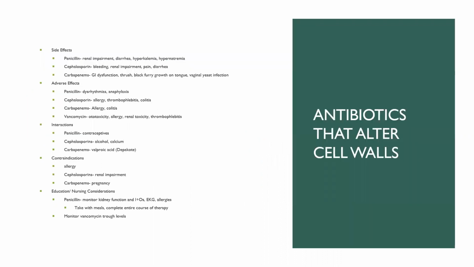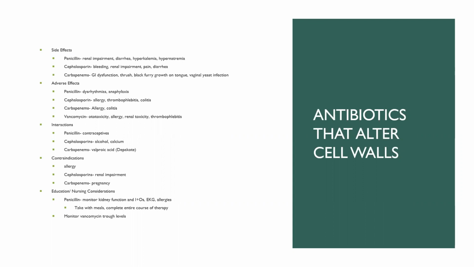The side effects of antibiotics that alter cell walls include, with penicillins, renal impairment, diarrhea, hyperkalemia, and hypernatremia. The more adverse effects of penicillins would be dysrhythmias and anaphylaxis. The side effects of cephalosporins include bleeding, renal impairment, pain, and diarrhea, with the more severe reactions being anaphylactic allergy, thrombophlebitis, and colitis.